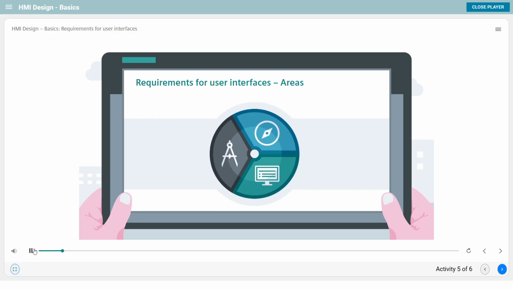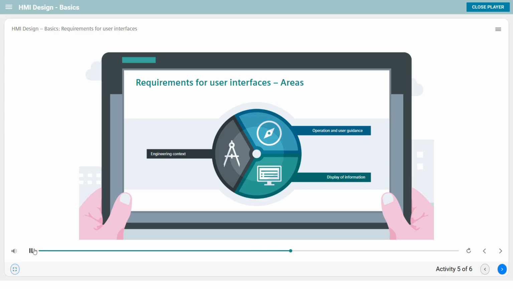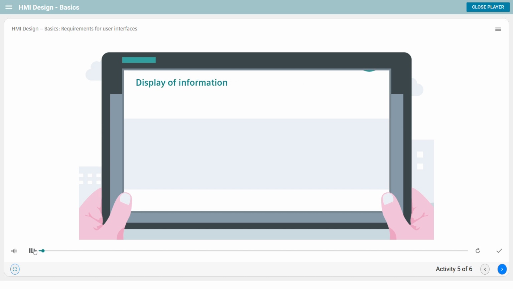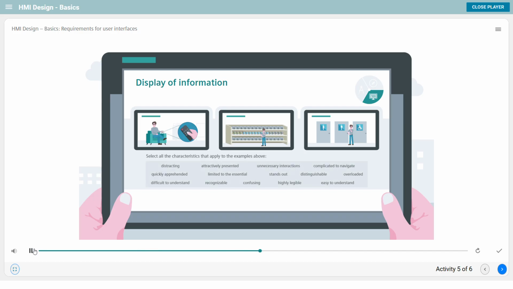When we now look at the specific requirements for user interface in engineering, 3 areas come into focus: display of information, operation and user guidance, and the specific context of engineering itself. An optimal functional design depends on a holistic view of the particular user context. Good design is based on the display of information. But what does it take to achieve a targeted and user-friendly display of information? Let's take a closer look at our examples from Chapter A.